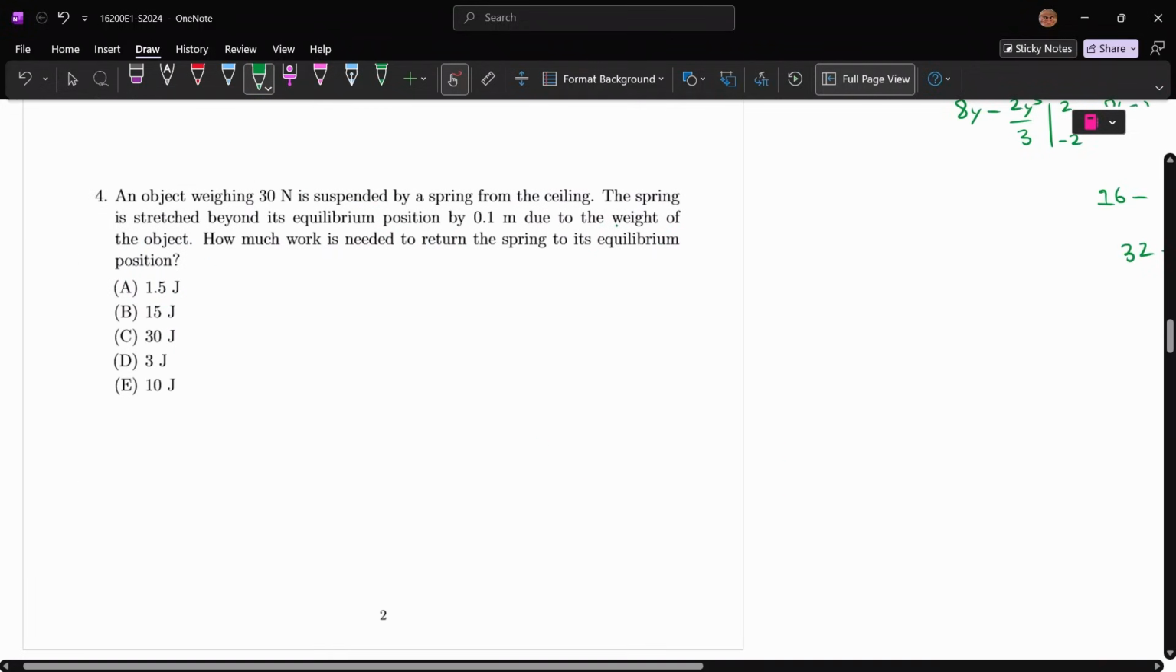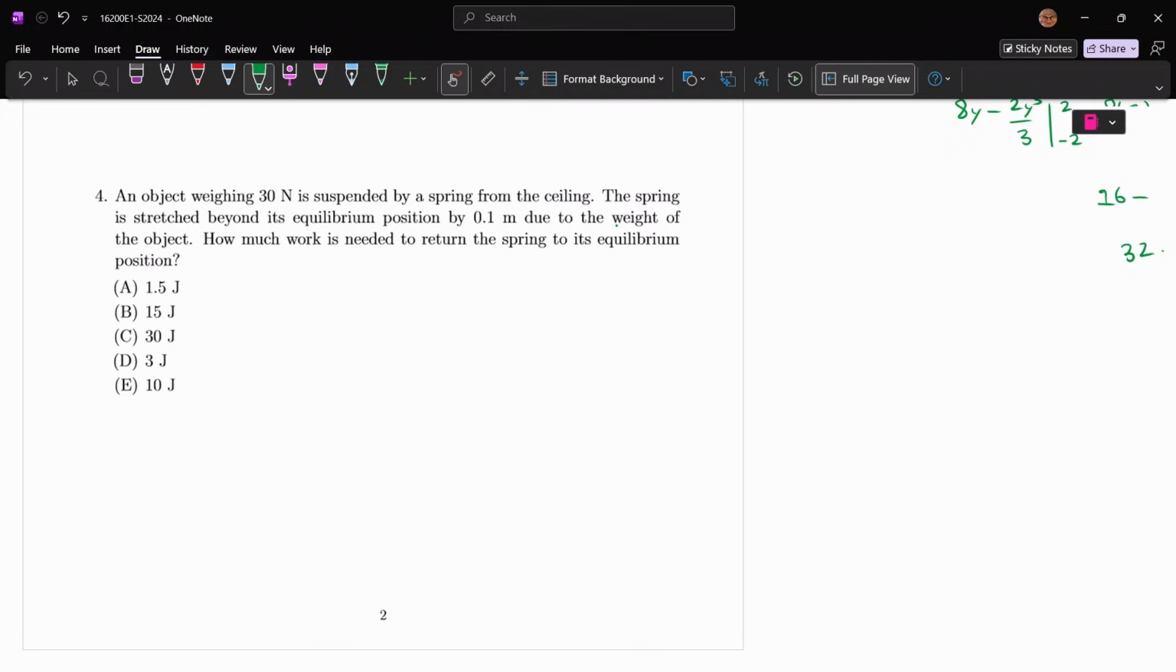All right, so we have an object weighing 30 newtons, and it's suspended by a spring from the ceiling. The spring is stretched beyond its equilibrium position by 0.1 meters due to the weight of the object. So how much work is needed to return the spring to its equilibrium position?